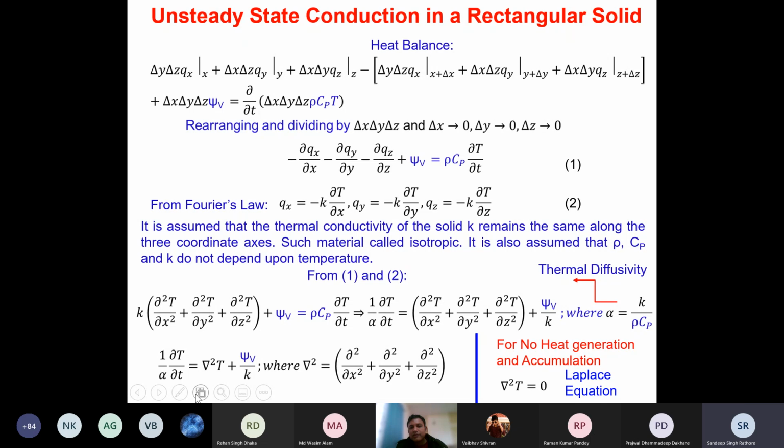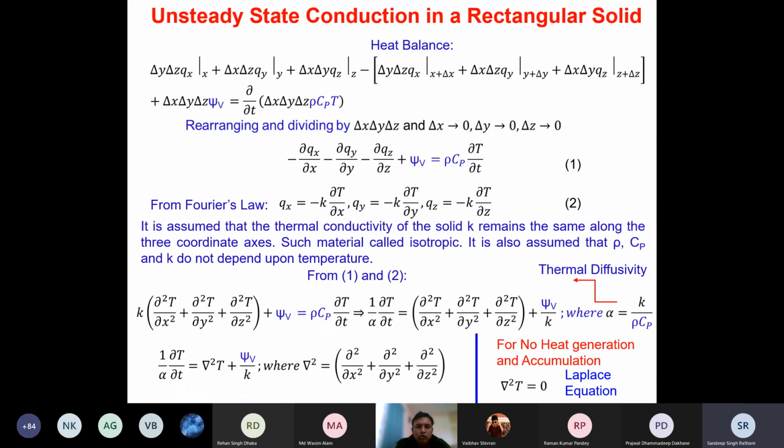Is it clear to everyone? Probably you might have derived this same equation even in transport phenomena, if I am not wrong, isn't it? Is it clear to everyone how we have got this equation? Hello? Yes, sir.